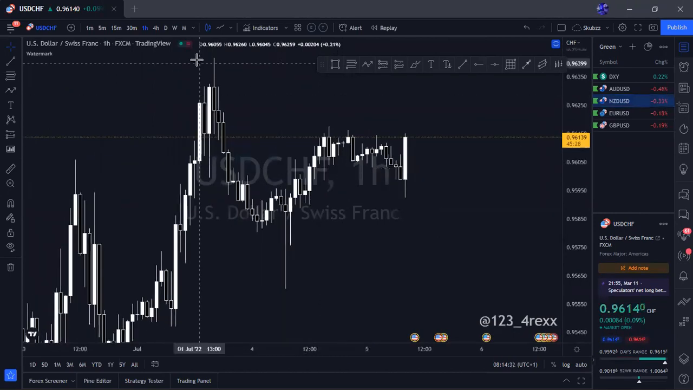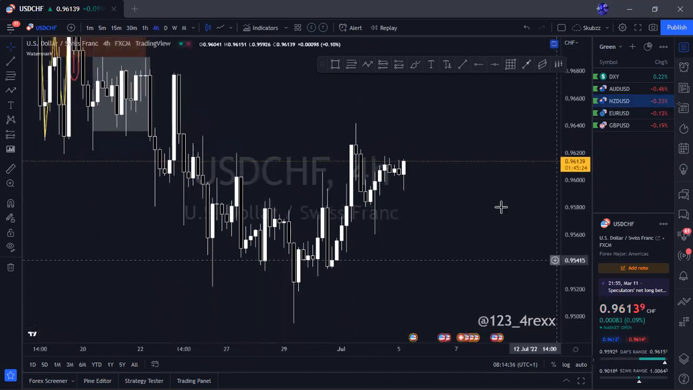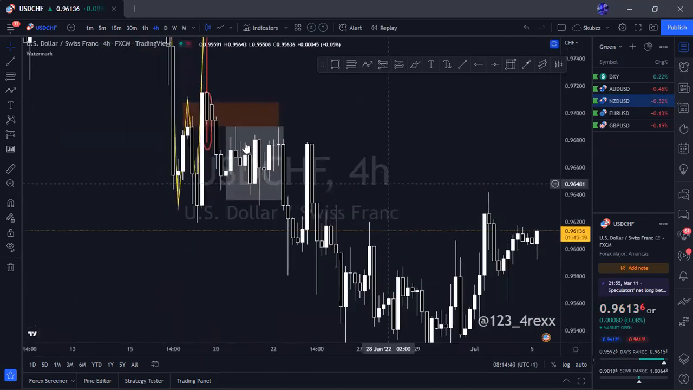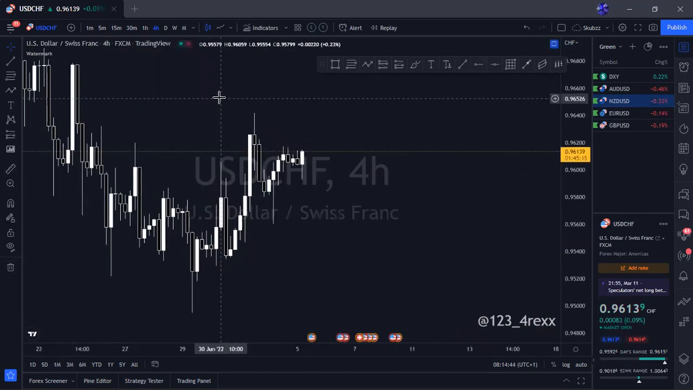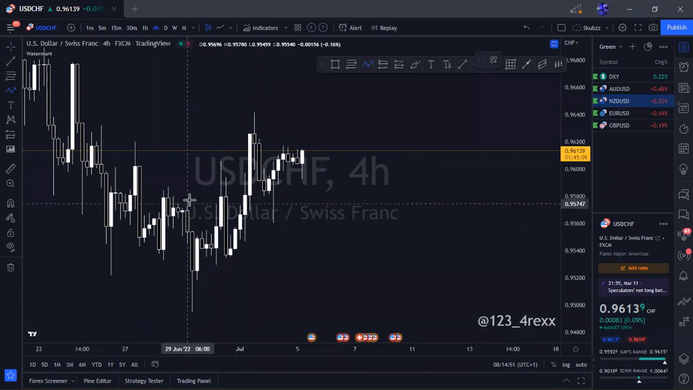Okay, Euro card. Let me take a look at the 4H. No, this is USD CHF. Let me take a look at the 4H. Wow, a lot of weeks. Let's see what sense we can make out of this. So if we're flowing with the structure here, we're bullish.